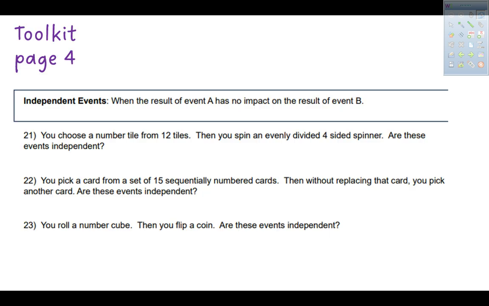All right? So toolkit for now, open it to page 4. Just pull it on my calculator. Eventually I'm going to need that.